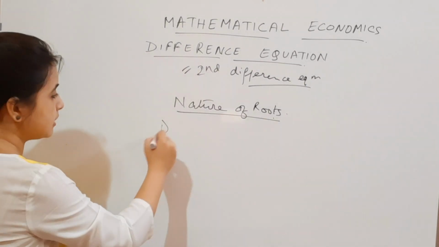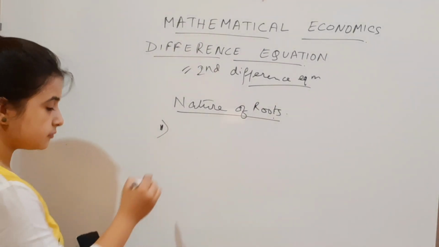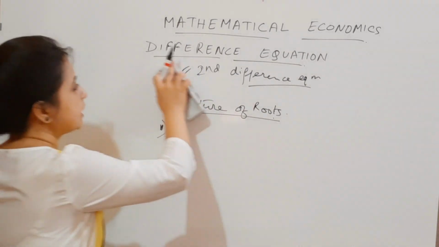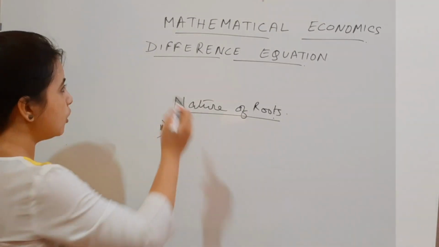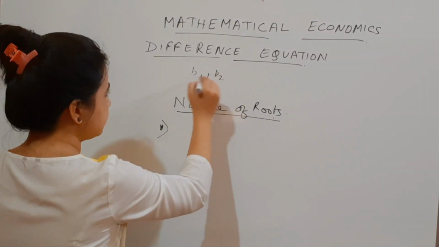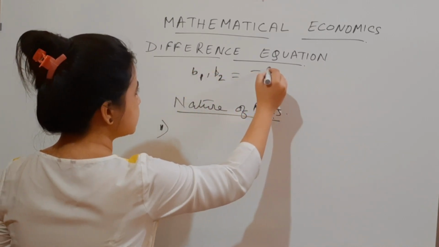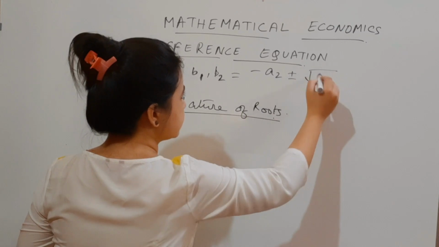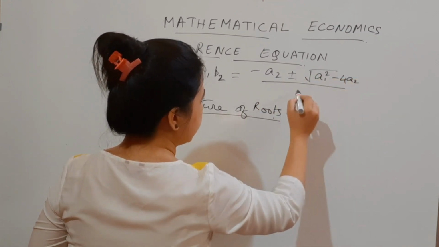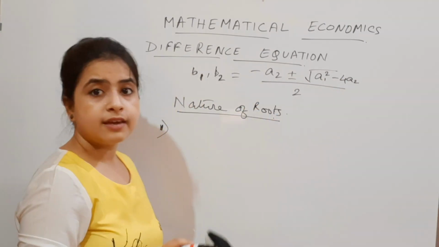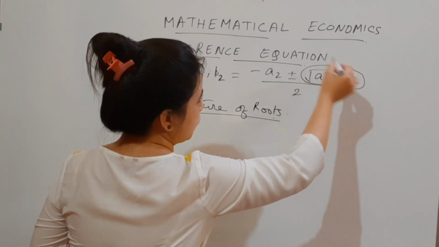Let me take you through the nature of the roots in a crisp manner. First of all, let me write down Sridharacharya's formula so that you can relate. Let's say b1 and b2 are our roots. So b = (-a1 ± √(a1² - 4a2)) / 2. This is our Sridharacharya's formula, and I am focusing only on this square root part.